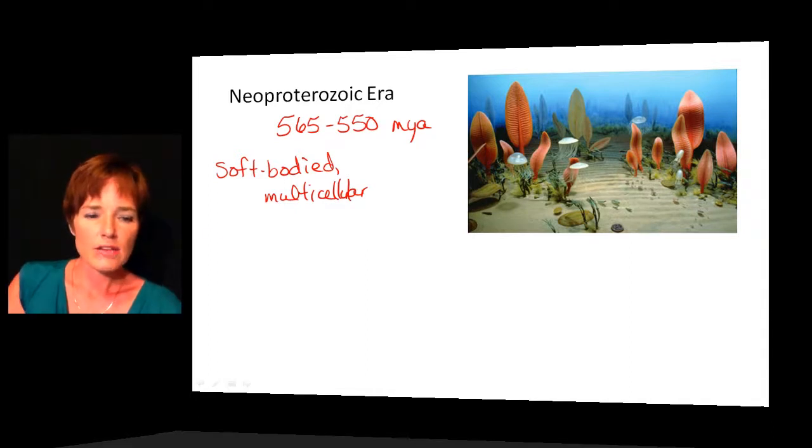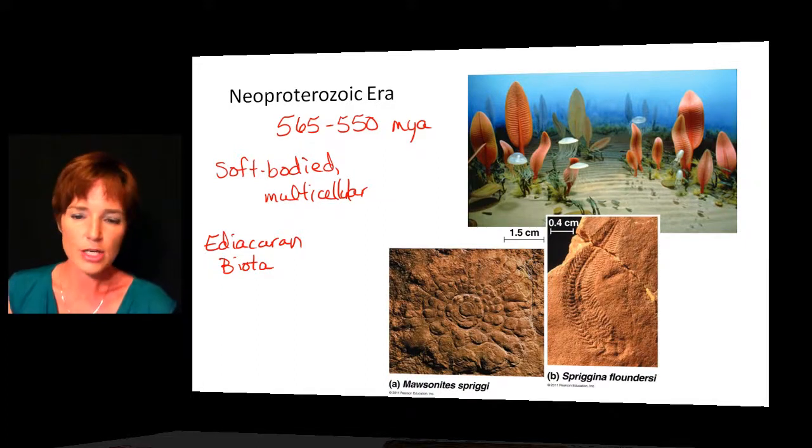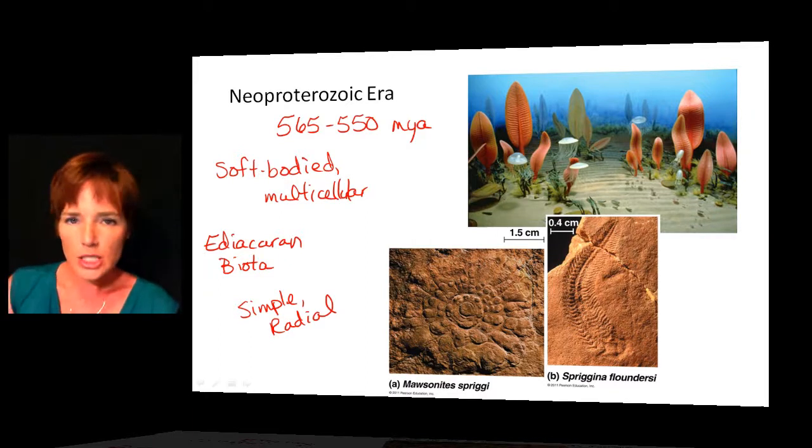They look very different from the animals that we have today. The name that we give these is the Ediacaran biota, and this has to do with where they were discovered. But if we look at some examples of fossils, here's two examples. Notice that these are very simple organisms, and they are going to be primarily radial in their symmetry. And we'll talk a little bit more about what we mean by radial symmetry in just a few moments.